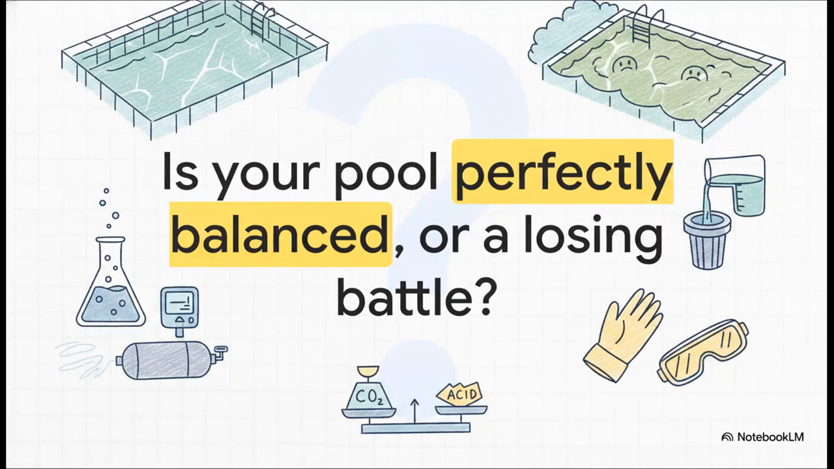So we've decoded the jargon, we've run the math, and we've laid down the absolute law on chemical safety. Now that you understand the invisible chemical war actually happening in that water, is your pool perfectly balanced to a Langelier index of 0, or are you out there unknowingly fighting a losing battle? Something to think about next time you go to test the water.